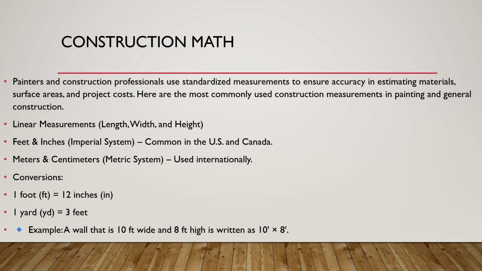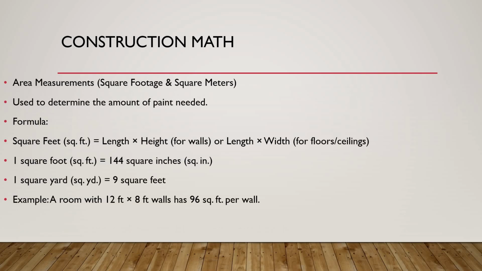But you do want to know how to convert, right? So remember, 1 foot is 12 inches and 1 yard is 3 feet. Okay, so I'm gonna give you guys an example. A wall that is 10 feet by 8 feet is written as 10 by 8. Okay, so it's just an example.